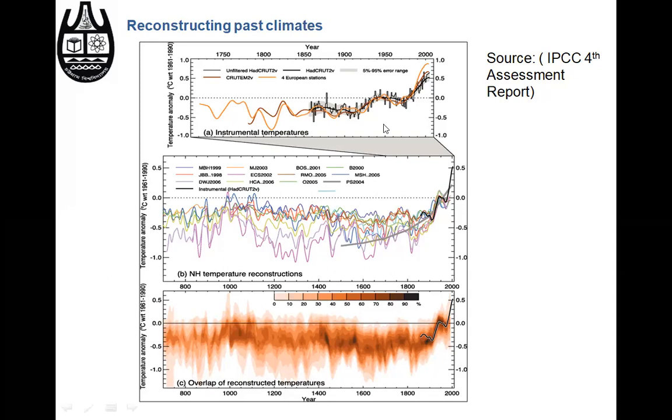Is it okay? Yes, sir. Someone asked, how can oxygen isotope give the information about the temperature?